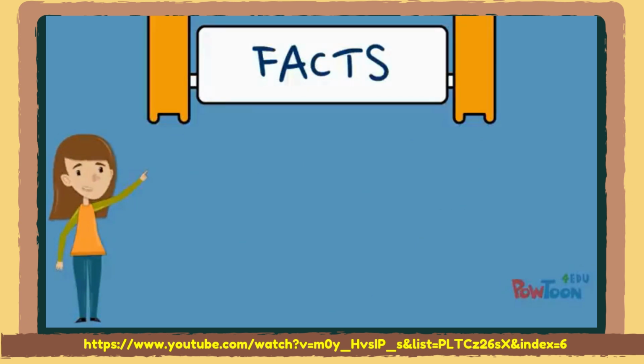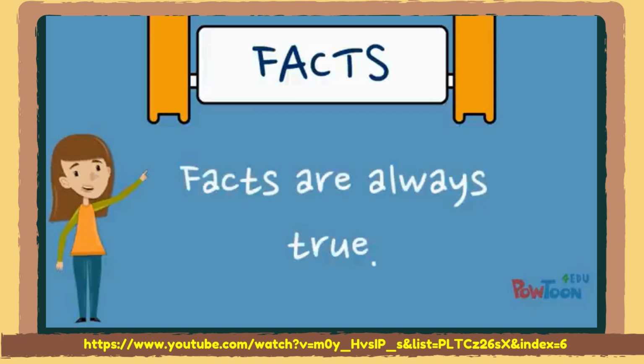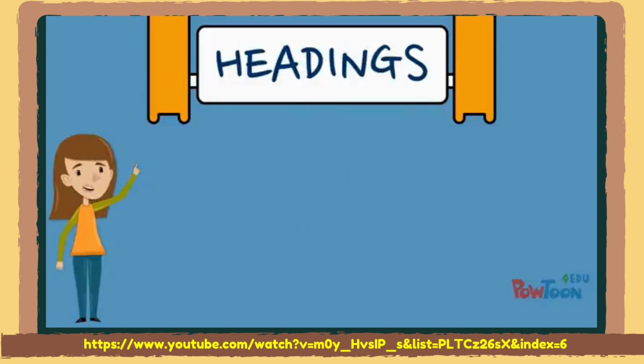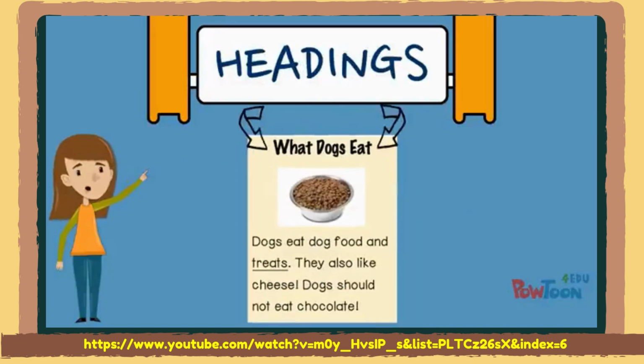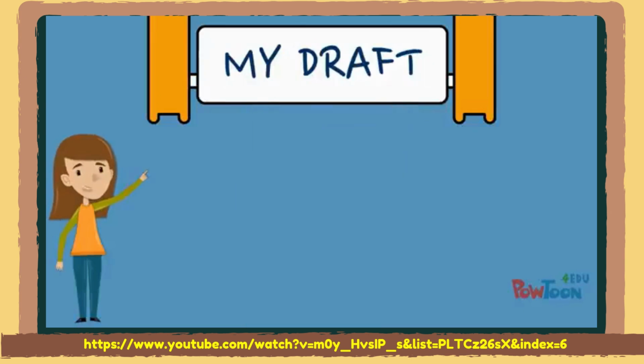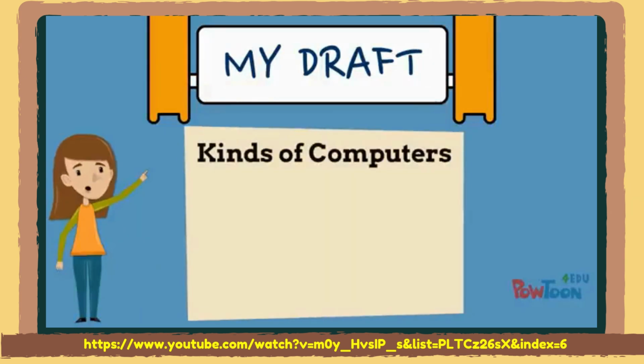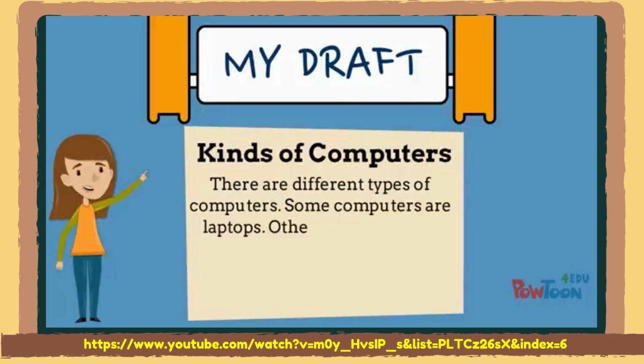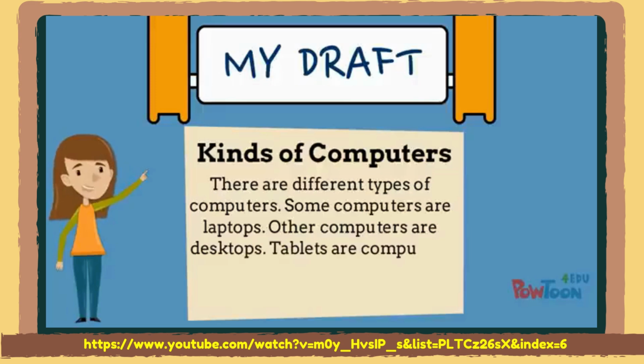Informational writing should have facts. Facts are always true. Authors use headings to organize facts into sections. The heading tells what the section is all about. My first section is called Kinds of Computers. Now I will write some facts that tell about different kinds of computers. There are different types of computers. Some computers are laptops, other computers are desktops, tablets are computers without keyboards.